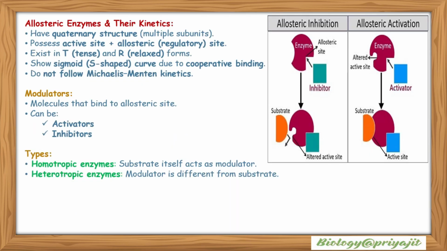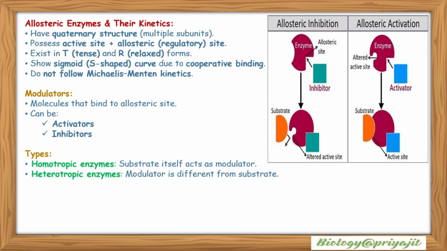Allosteric enzymes and their kinetics. Allosteric enzymes basically have quaternary structure, that is, they have multiple subunits like a protein, and they possess an active site and an allosteric site, or regulatory site, or controlling site. This allosteric enzyme can exist in T state, or tense state, and R, or relaxed form. They show a sigmoid or S-shaped curve due to cooperative binding, and they do not follow Michaelis-Menten kinetics.